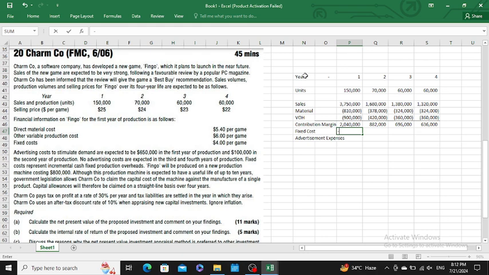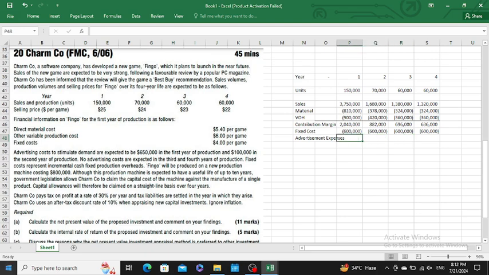We have a 4 per unit fixed cost, and our budgeted units would be 150,000. It is 6 lakhs for each year. So I would copy 6 lakh and paste it in each of the years.